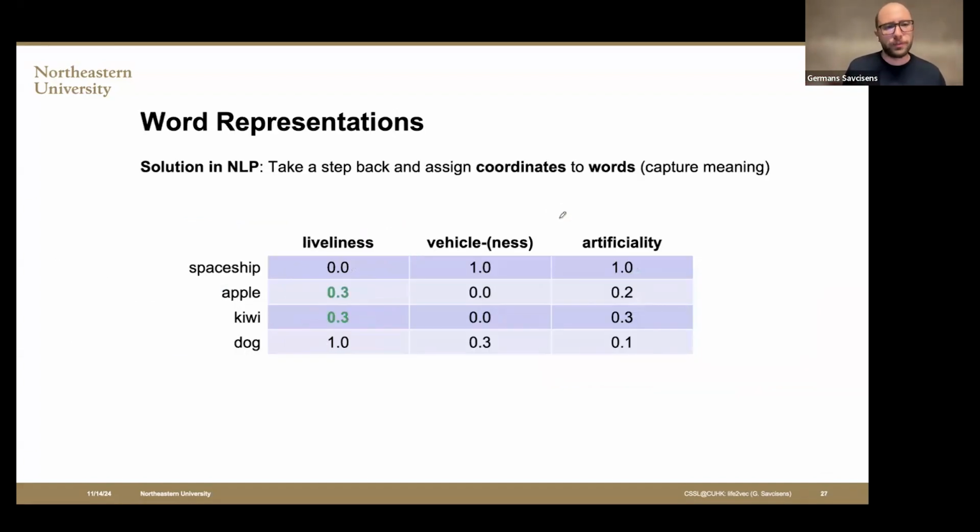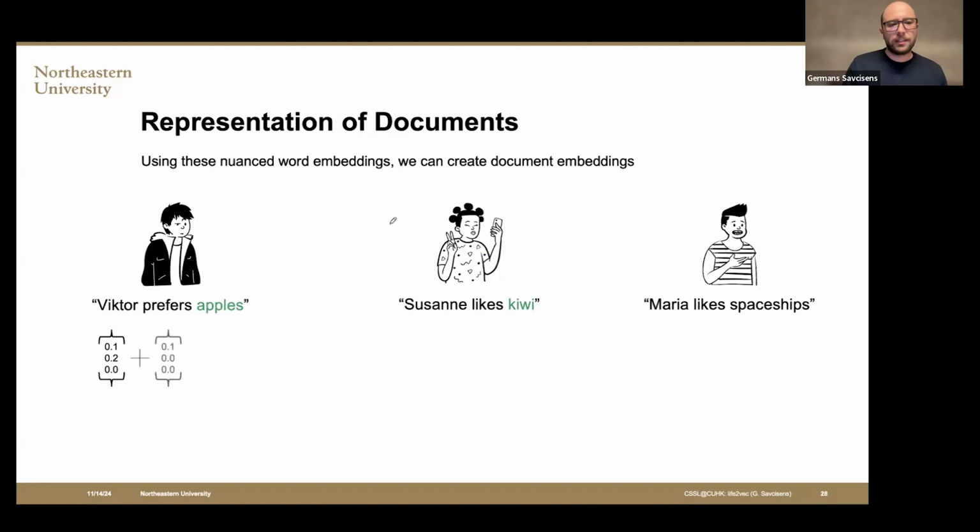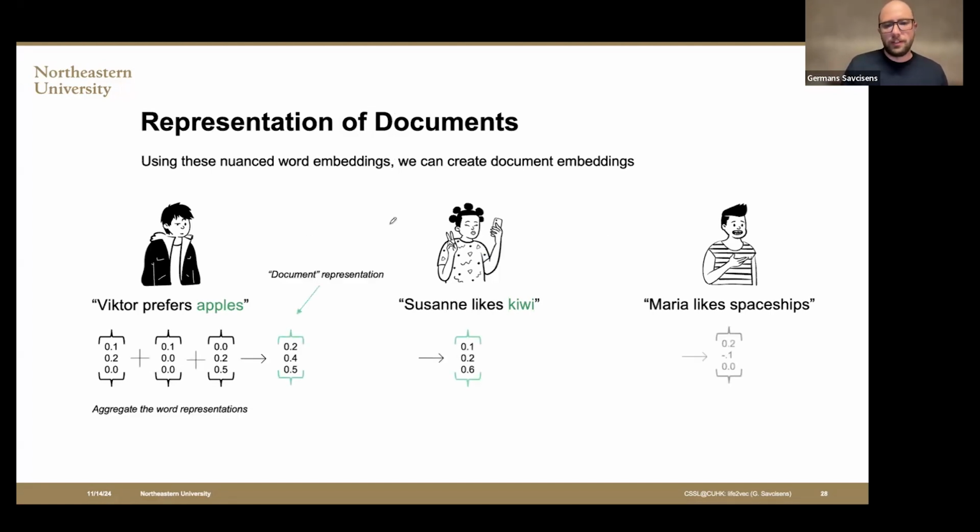And what people in NLP did is that they decided, well, what if we assign these kinds of numbers to words? So we can assign vectors to words where each dimension would have some kind of attribute assigned to it. And if I use this very dummy example, I can create representations of documents, right? By just aggregating the vectors associated with each word. And if I then compare the representations of documents, I would see that in this example with kiwis and apples, my Victor and Suzanne are going to be matched together because they actually like two words that share some kind of meaning.